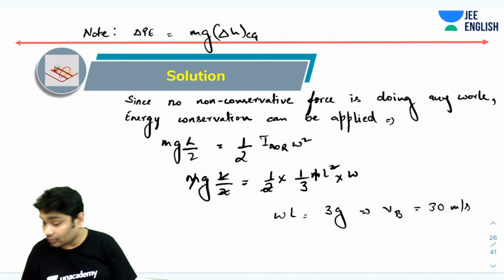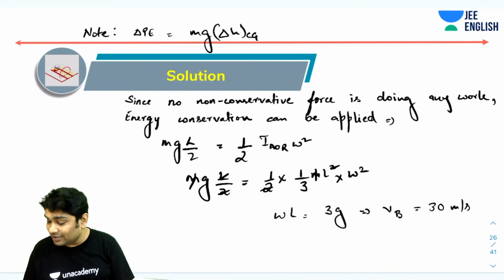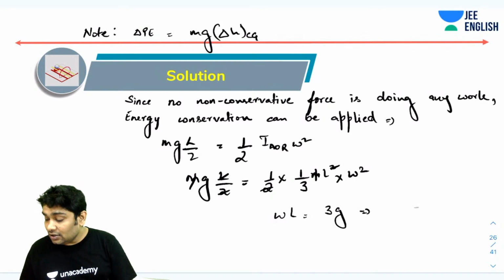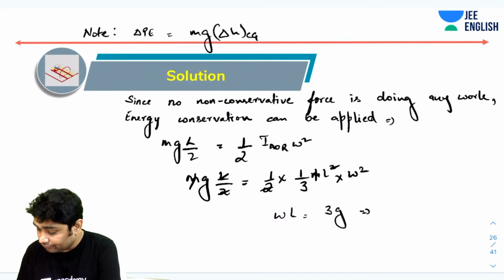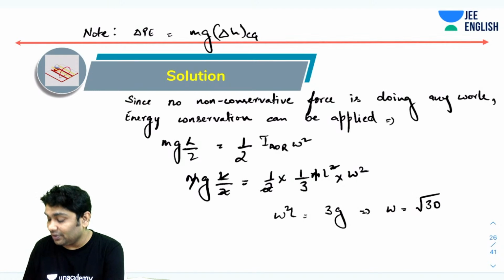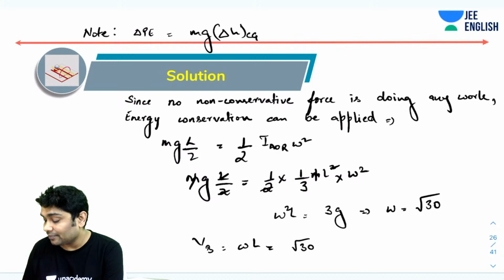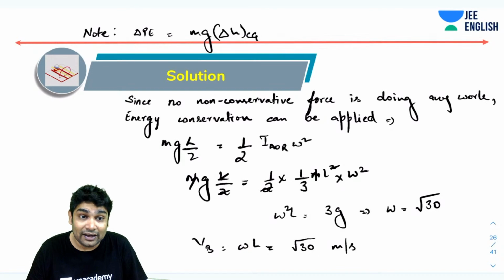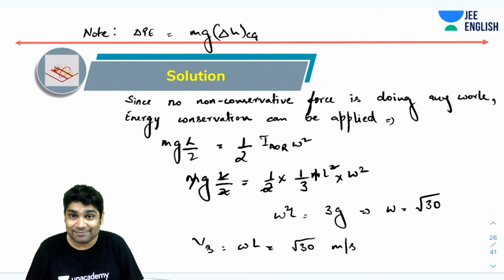अच्छा अच्छा. अभी I missed the square. So this is the case. From here I can say omega equals root 30 and V of B would be equal to omega times L, which would be root 30. Just realize that this is omega square. Okay, so this is your answer.